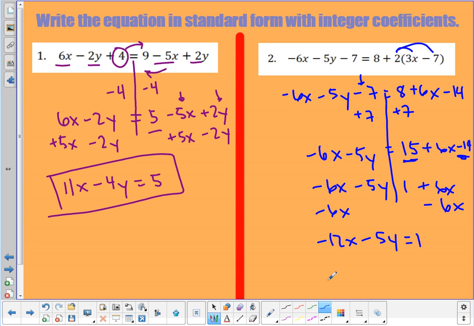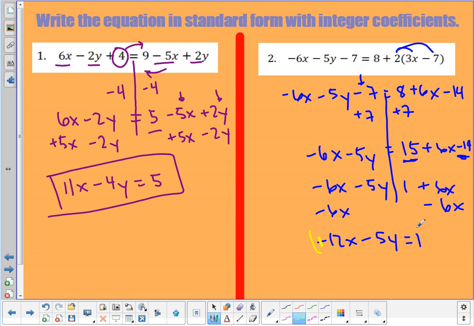Now, when I look at this equation, I'm really close to standard form. I have the x and the y term together. I have the constant over on the other side. However, I have no fractions and decimals, which is good. However, this leading coefficient is negative. I need this leading coefficient to be positive.